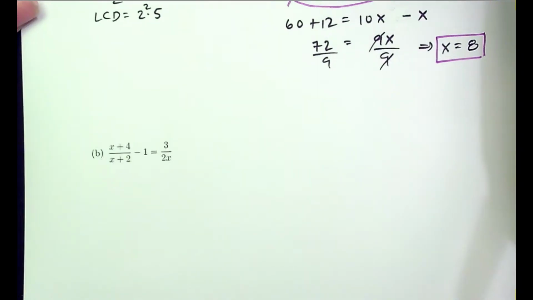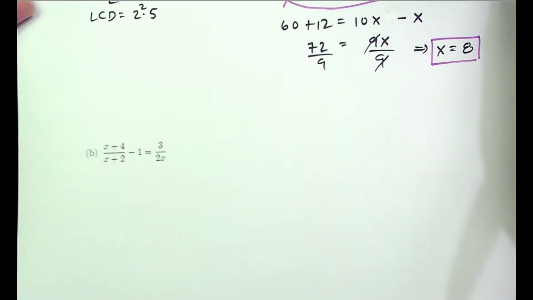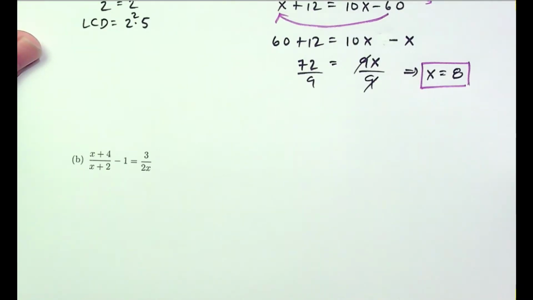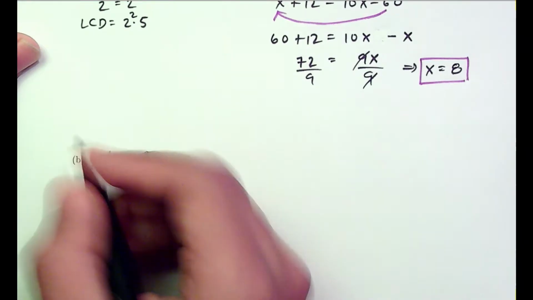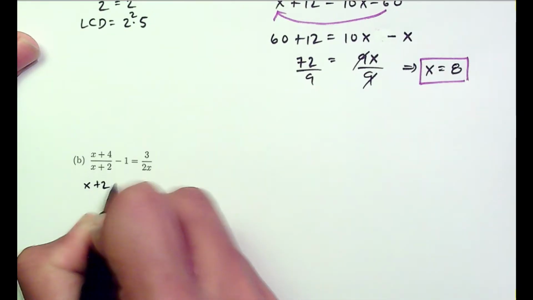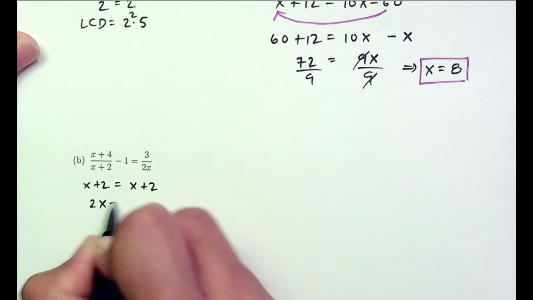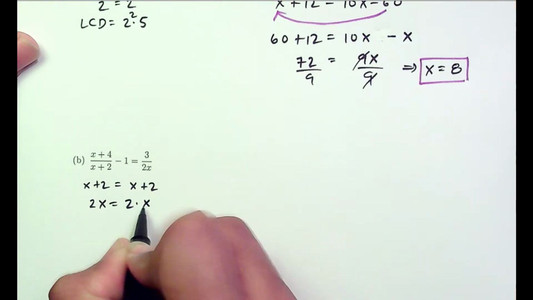Now let's do another one, now with variables in the denominator. Okay. First thing is find the LCD. So you have to factor each of the denominators. x plus 2 does not really factor anymore. And then 2x is 2 times x, so it has two factors.